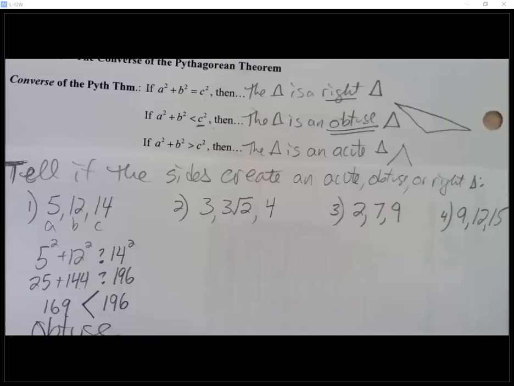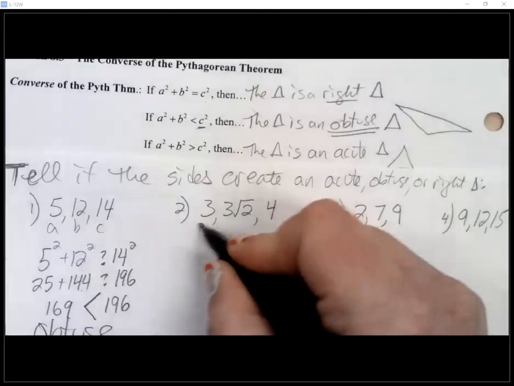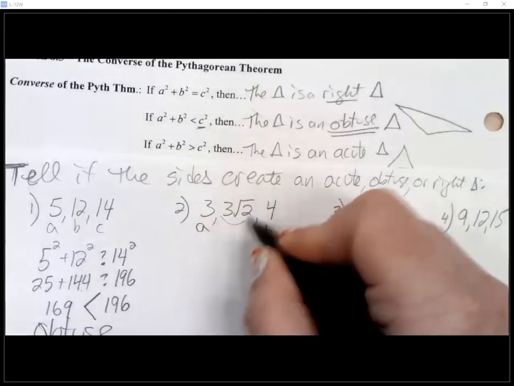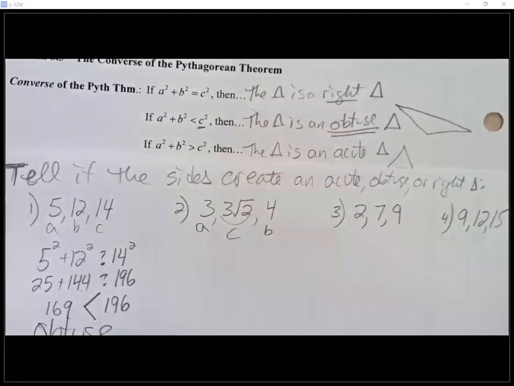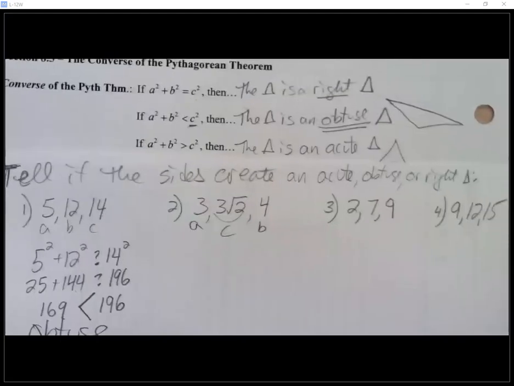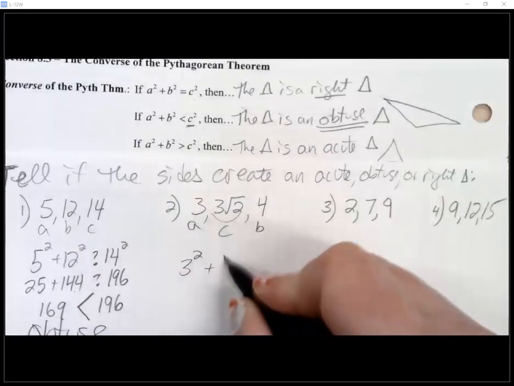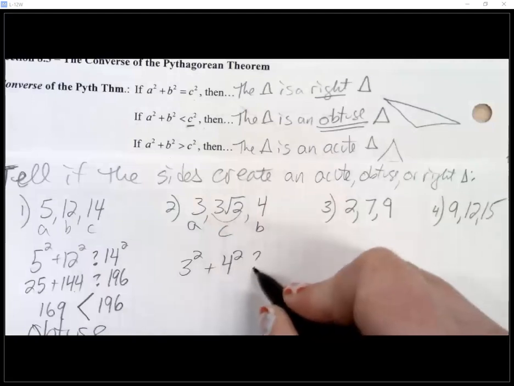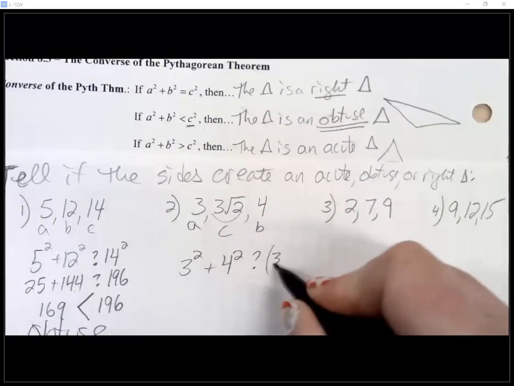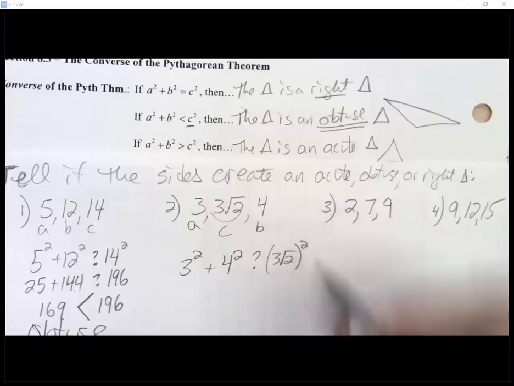So sure, you can be A, you can be B, but this has to go in for C. If you did not put 3 root 2 in for C, now you're basically just guessing. So be careful. A squared plus B squared, I'm going to see how that compares to C squared. I hope you squared 3 root 2 correctly.